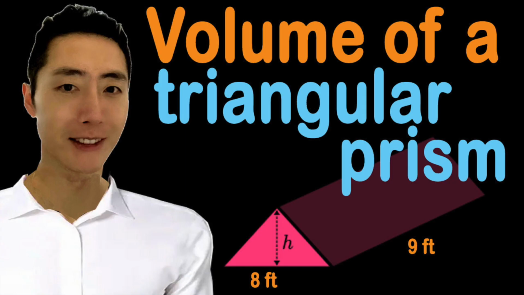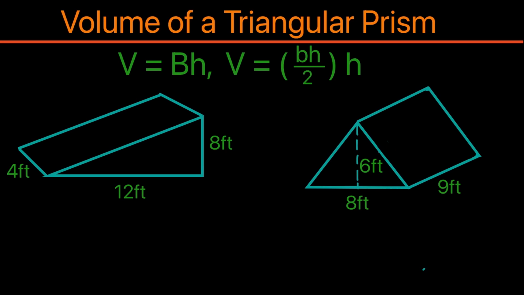In this video, I'll be going over how to find the volume of a triangular prism. The formula for a prism is volume equals area of base, the capital B, times the height, which is h. So for a triangular prism, the capital B, which is the area of the base, would be replaced by base times height divided by 2.